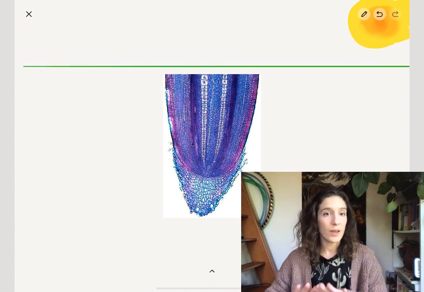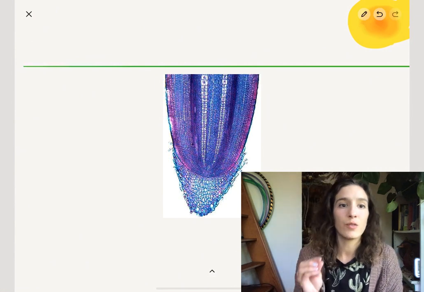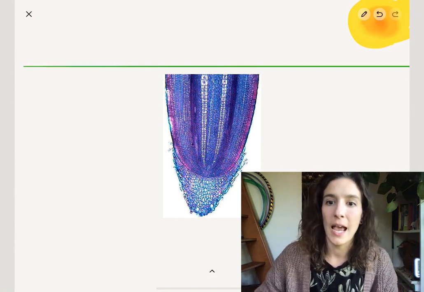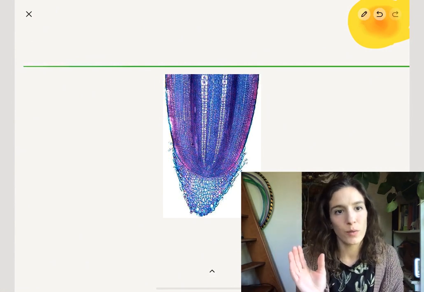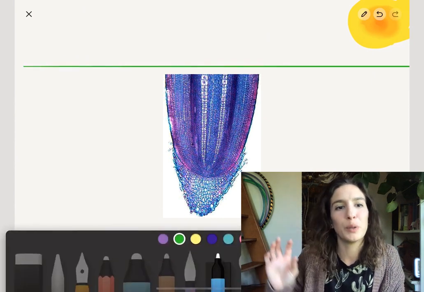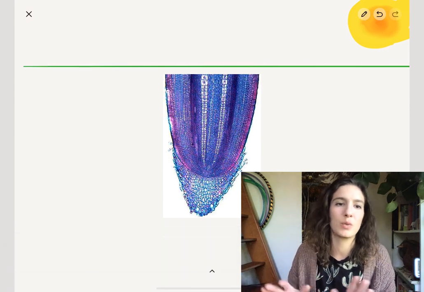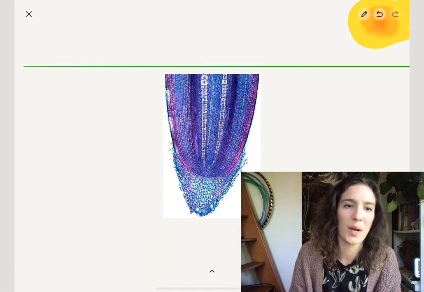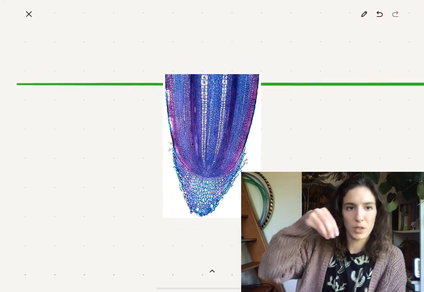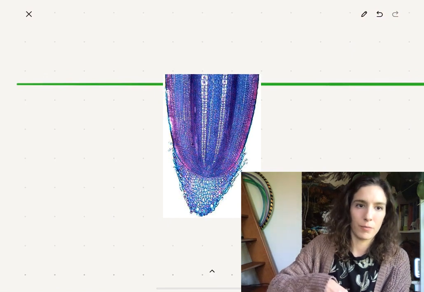What we can see very clearly are individual cells. And at the very base, towards the lightest blue part of the very tip of the root, that's just called the root cap. There's not much cell division going on there at all. That's just a protective barrier for the tip.